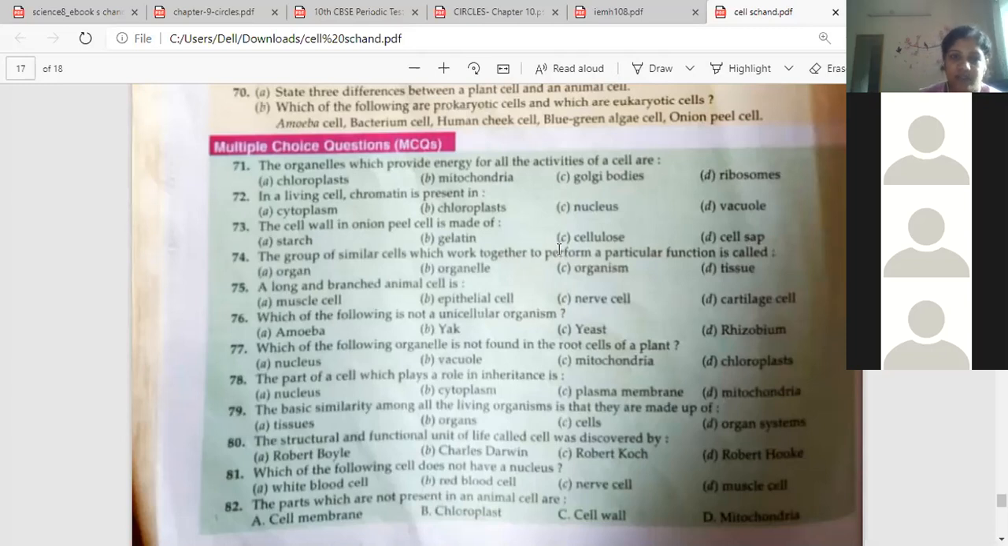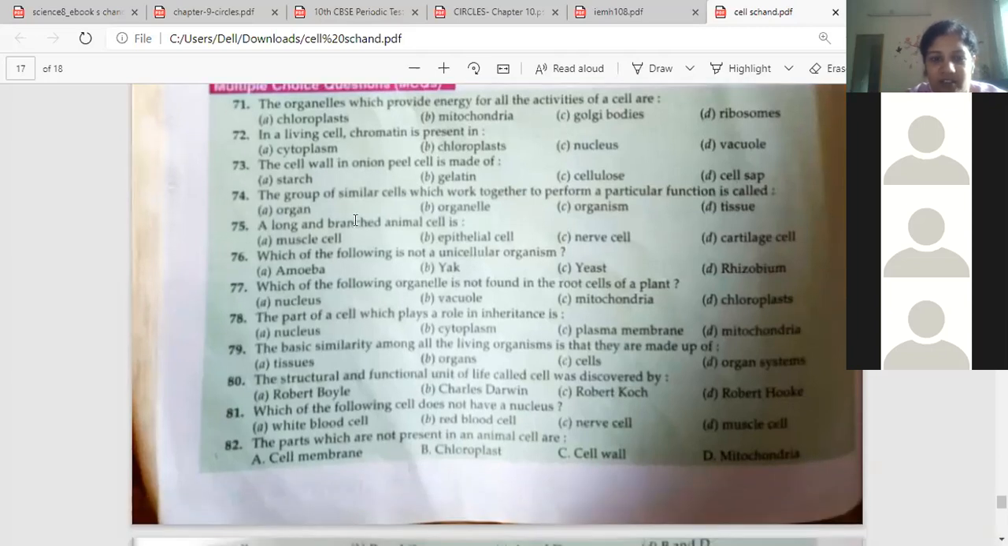The group of similar cells which work together to perform a particular function is called a tissue. Cells combine to form tissues. Tissues combine to form organs. Organs combine to form organ systems. And many organ systems combine together to form an organism.